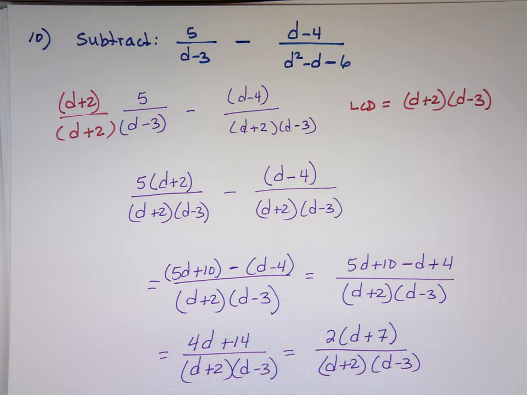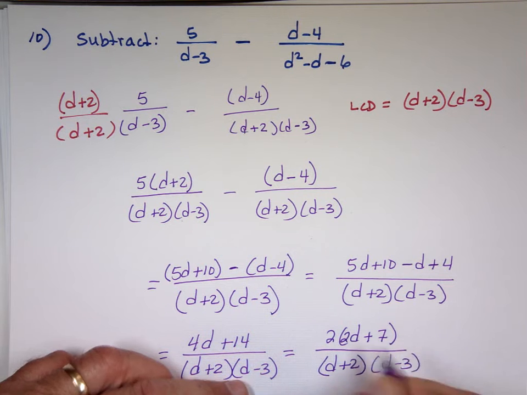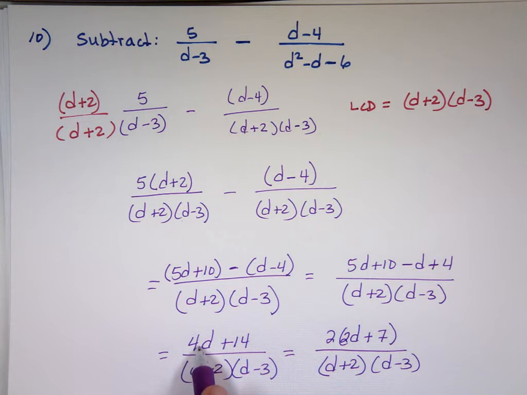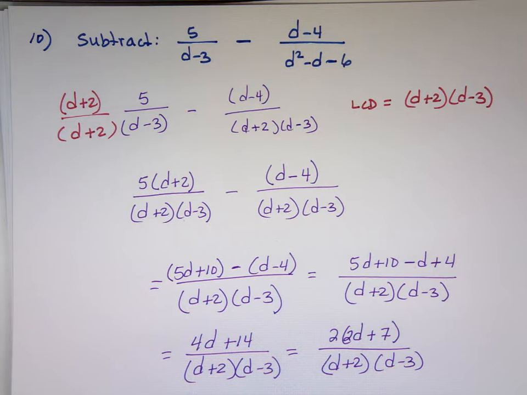Except I left 2 here. I'm looking at it. I took a 2 out. 2 times 2 is 4. I forgot to write that 2 here. 2d plus the 7 over d plus 2d minus 3. Let's try another one. A few more examples to review there.